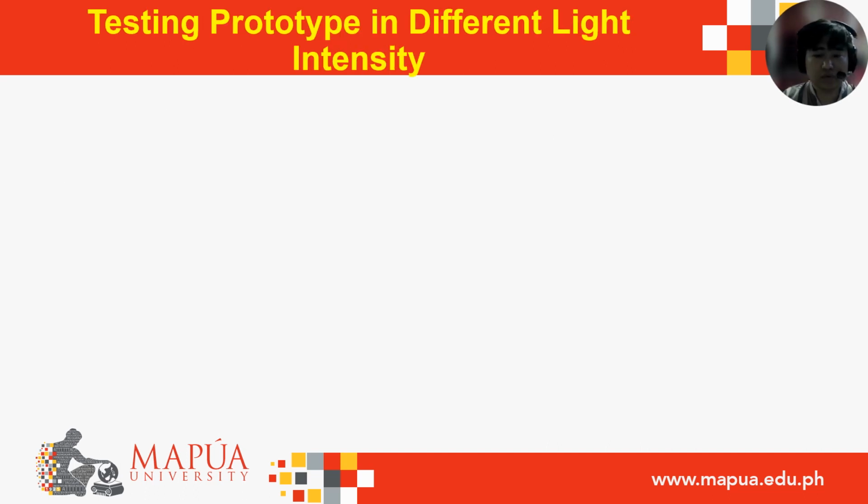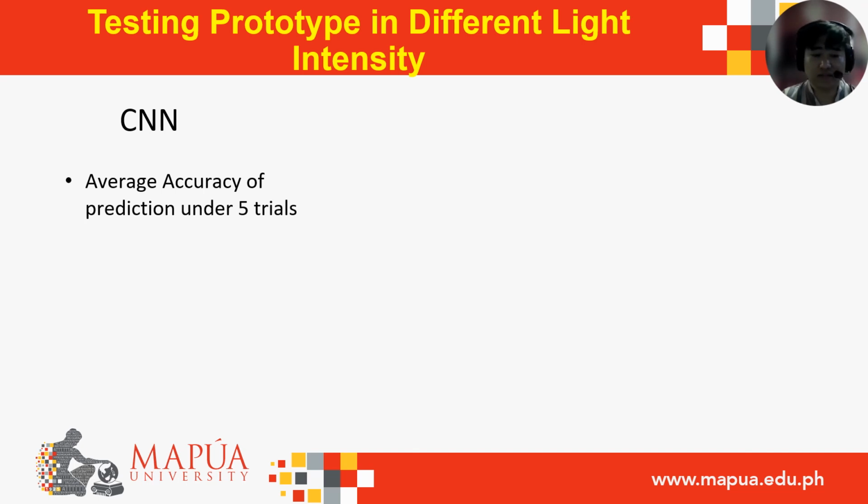Now to test the prototype's performance under different light intensities, sample rust images belonging to each rust category were subjected to the prototype's rust classification and localization. The light intensities are 160,000 lux, 5,000 lux, and 10 lux.